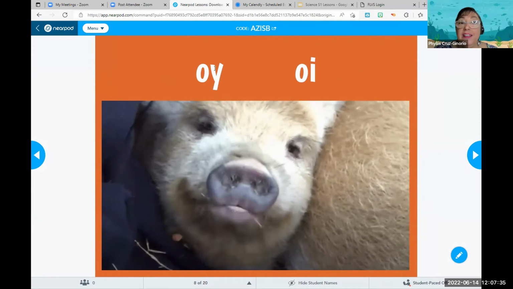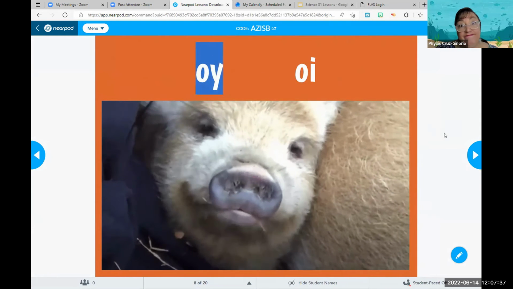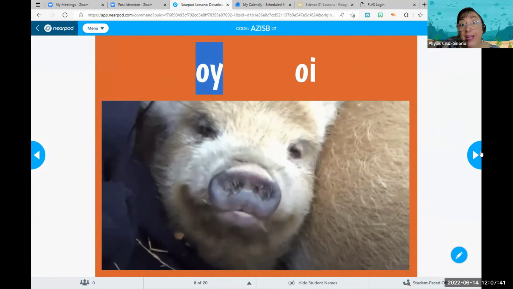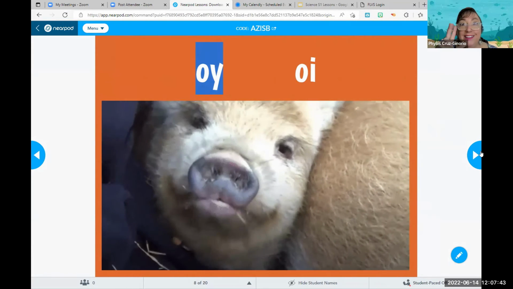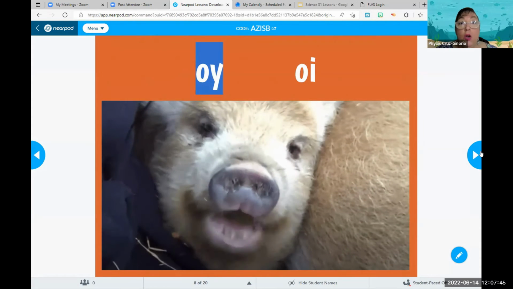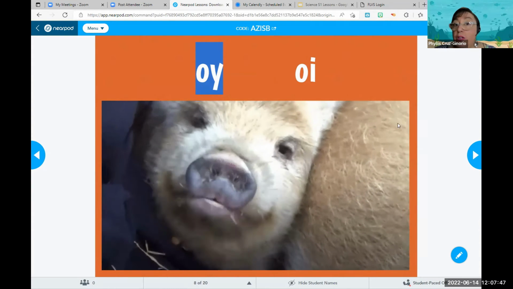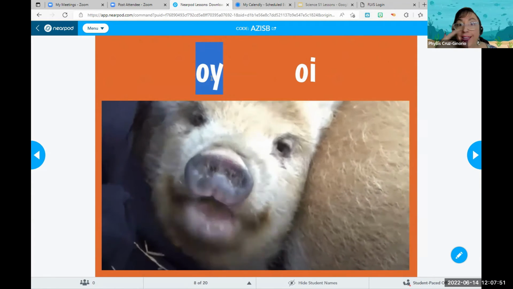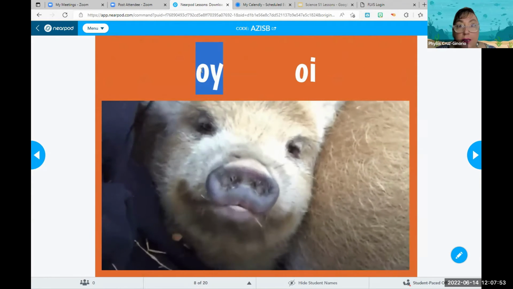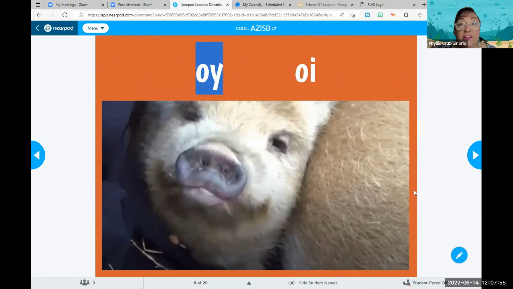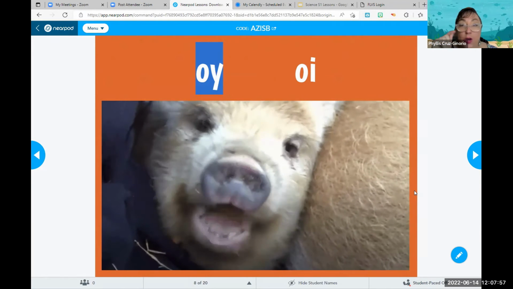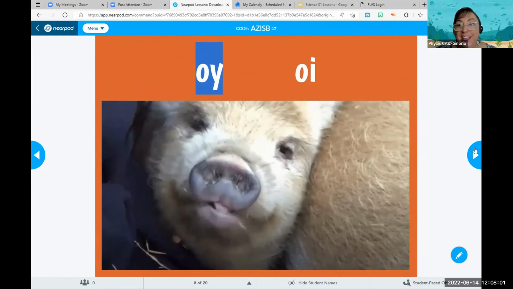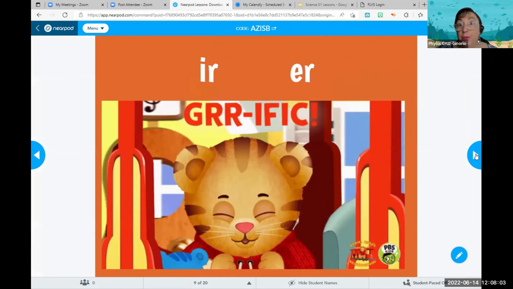Now what we're going to focus on today is one of the ways we can make the oi sound, because there are two different ways. We can do an OY stuck together, or we can do the OI. Today's lesson, we're going to focus on the OY. Oink, oink, OY. So in a couple of slides, you're going to try to find words that have the OY in them and make the oi sound.